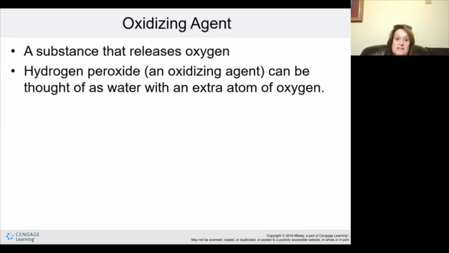Two different processes. An oxidizing agent is a substance that releases oxygen. Hydrogen peroxide is an oxidizing agent. Make sure you know that. It can be thought of as water with an extra atom of oxygen.